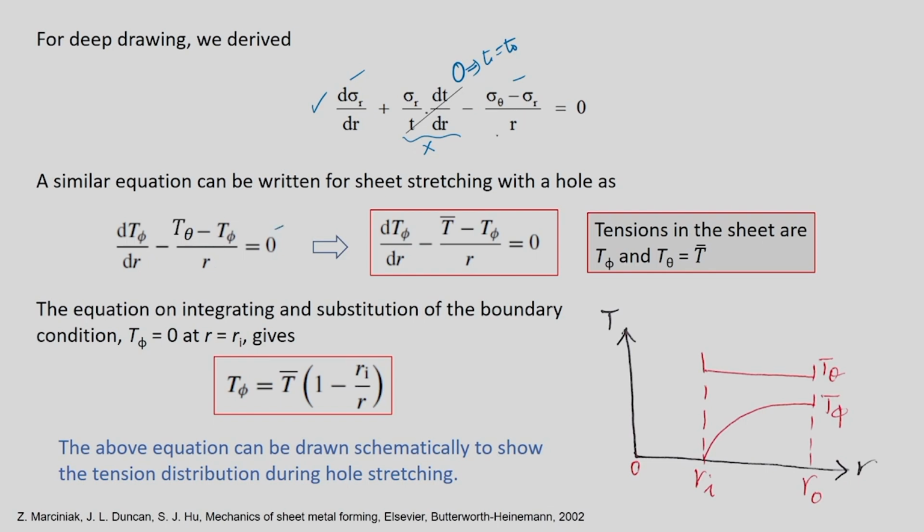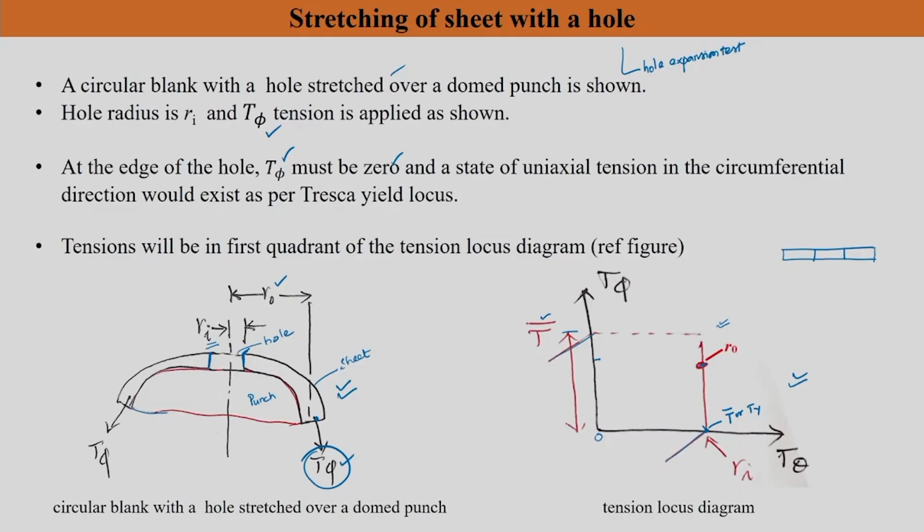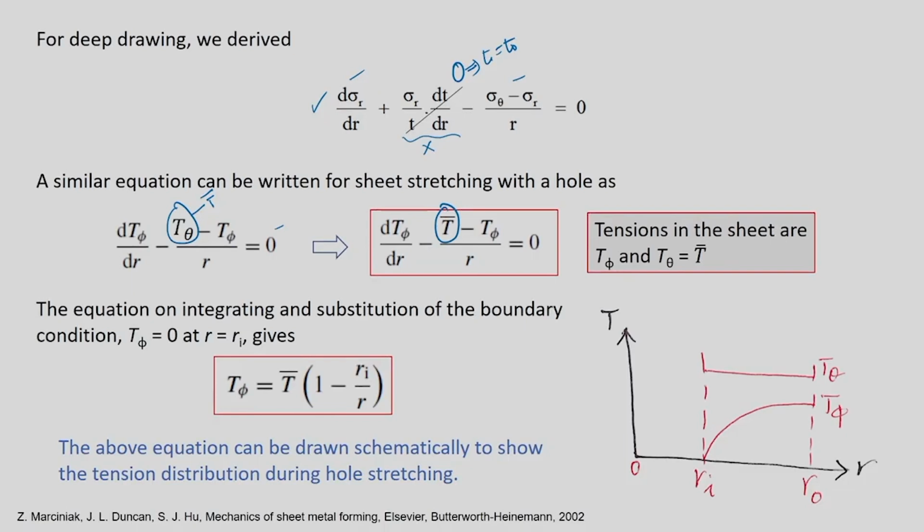This part is removed, everything else I am just keeping as it is, which I am going to rewrite again as dT phi by dr minus, instead of T phi I am going to write T bar, minus T phi divided by r equal to 0, everything will remain same. This fellow is going to change, why? Because this T theta can be equal to T bar at Ri. So, I am going to write this.